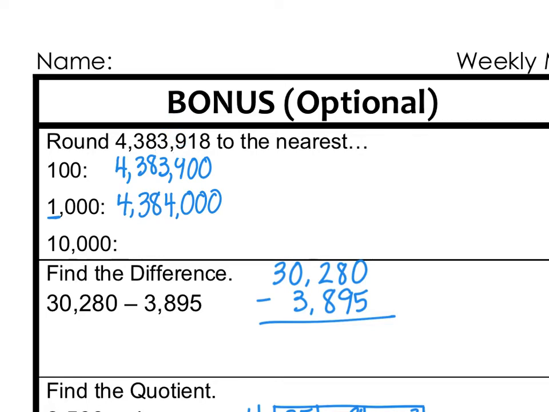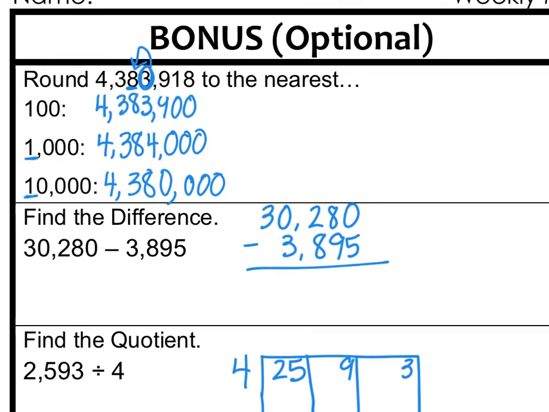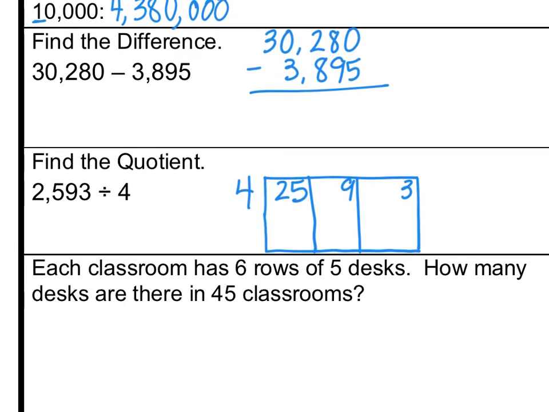And finally, to the nearest 10,000. 8 is in the 10,000s place. So let's copy down everything up to that point. Just 2 digits. The 3 is not high enough to round up the 8, so it's going to stay the same. But everything else from that point on becomes zeros. So 4,380,000.